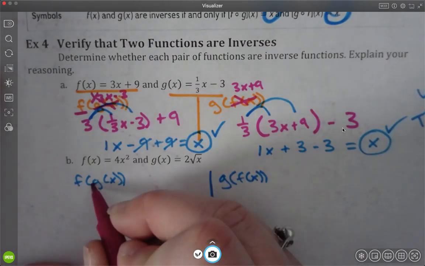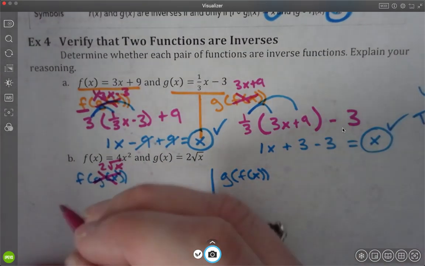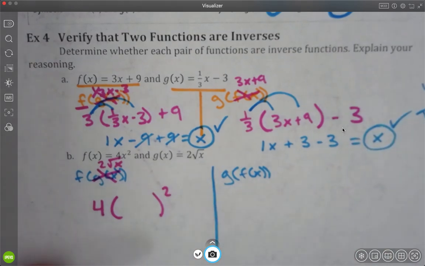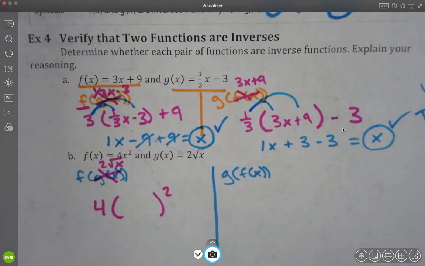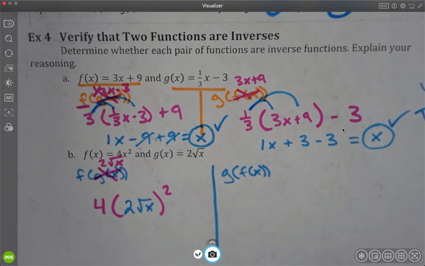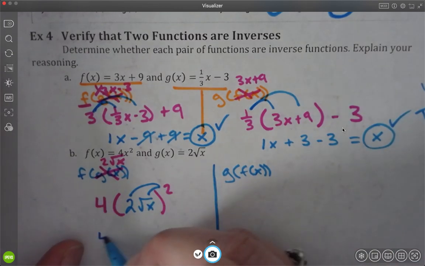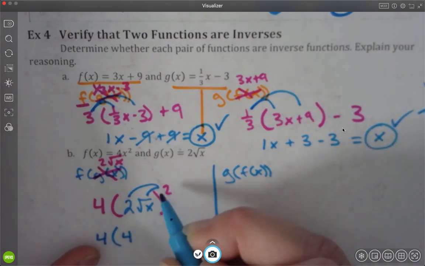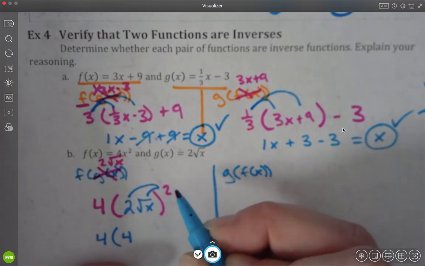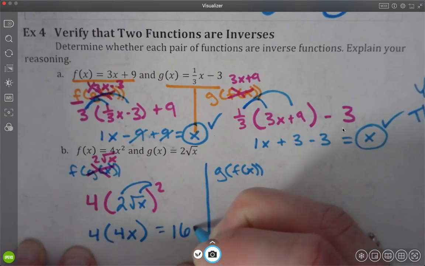So G, what we're sticking inside is 2 square roots of x. F is the outside. So 4x squared was what it was to start with. So I have 2 square roots of x goes on the inside. Wouldn't the square root just go away? Yes. So really this 2 gets distributed for both of those pieces. So 4, then 2 squared is 4, and the square root of x squared is just x. It just makes the square root go away. And what does that make? 16x.